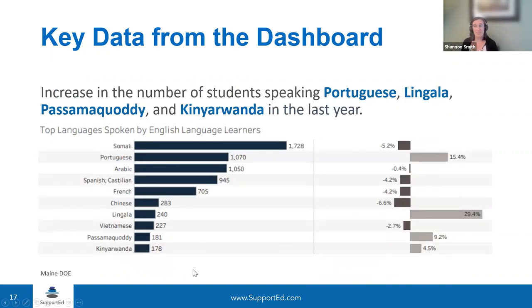When you look at the top 10 languages in Maine, Portuguese, Lingala, Passamaquoddy, and Kinyarwanda increased the most in the last year. Portuguese is a commonly spoken language by families from Angola, and Lingala and Kinyarwanda are languages commonly spoken by families coming from the Democratic Republic of Congo, or the DRC.